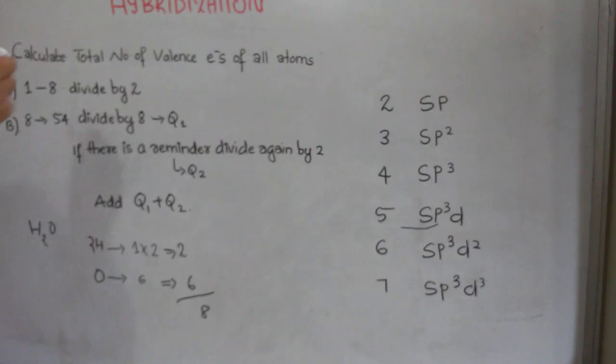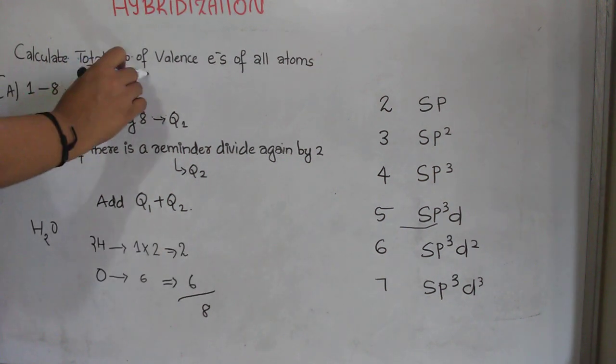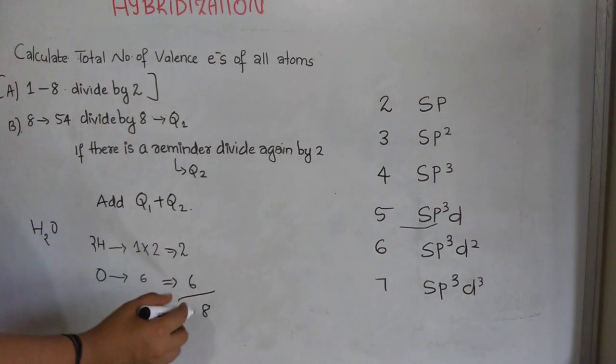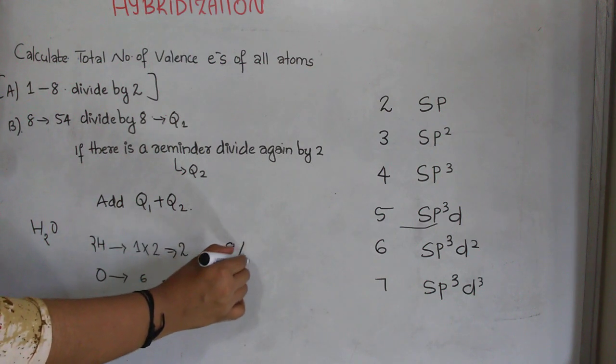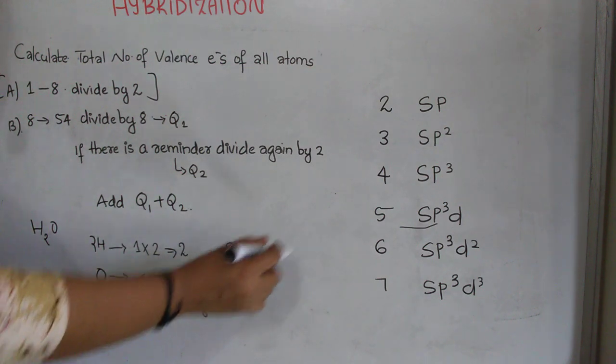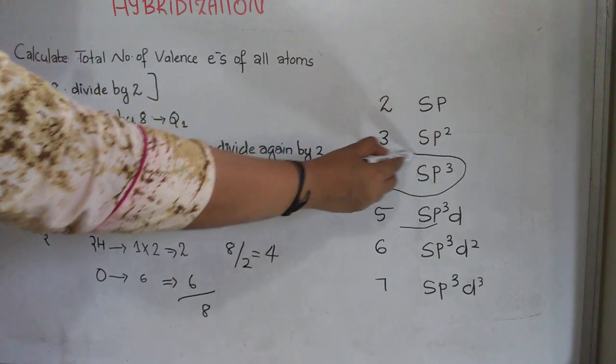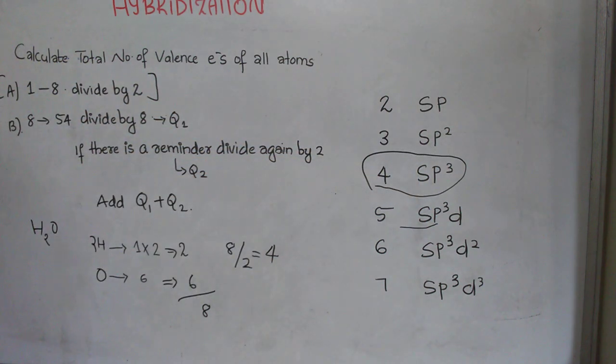Now what will we do? According to this, it falls into category A. Now we will be dividing 8 by 2 and our resulting answer will be 4. And what will be the hybridization? It will be sp3. Okay. This is the first one. Now we need to do an example where it will be falling in the category of the second one, that is 8 to 54, so that I can tell you about how to do things with the remainder. So let us do that one.